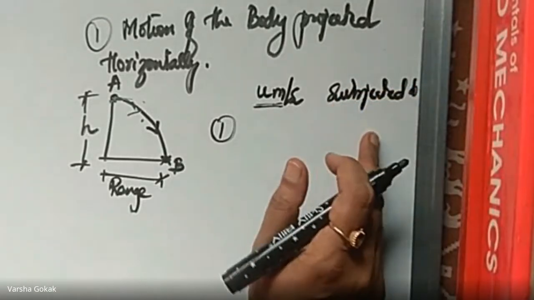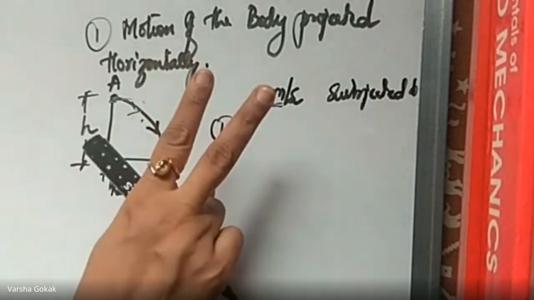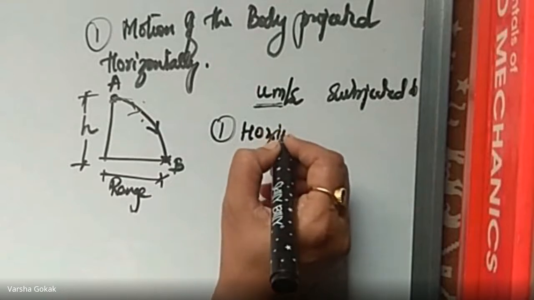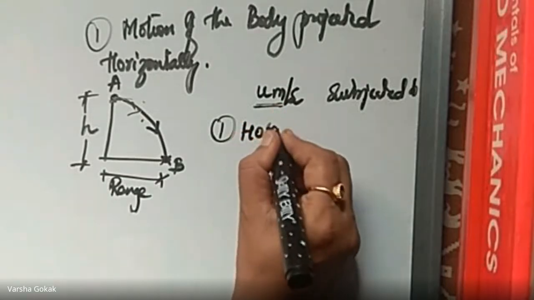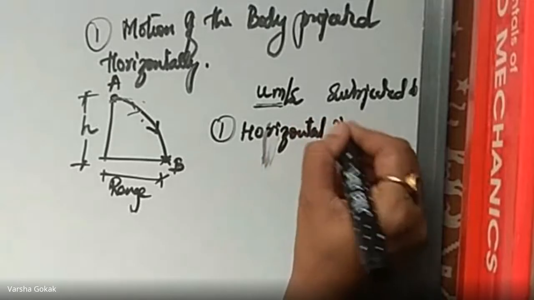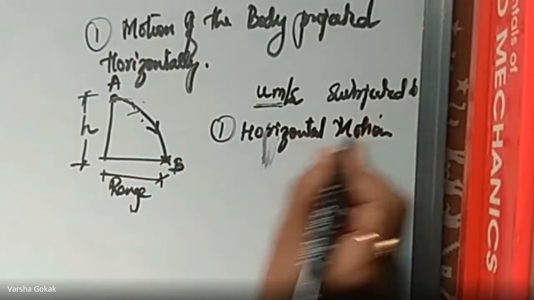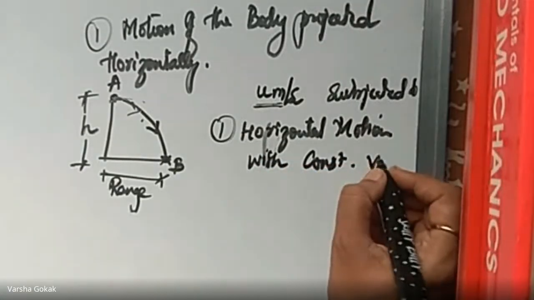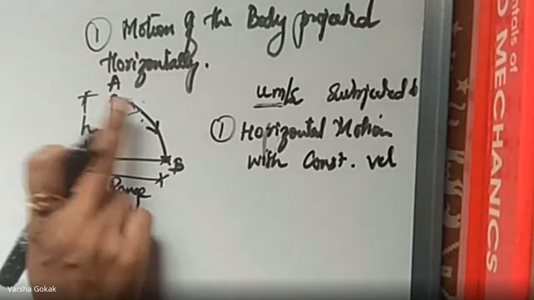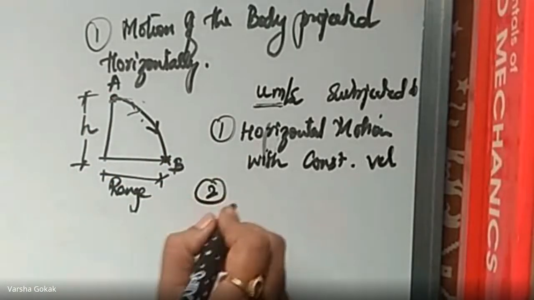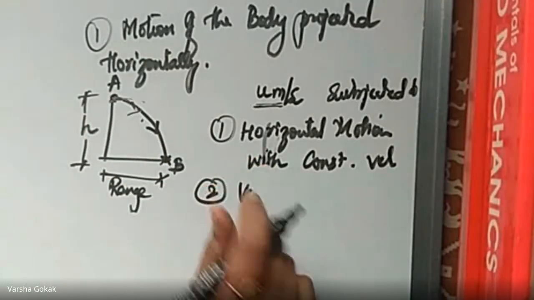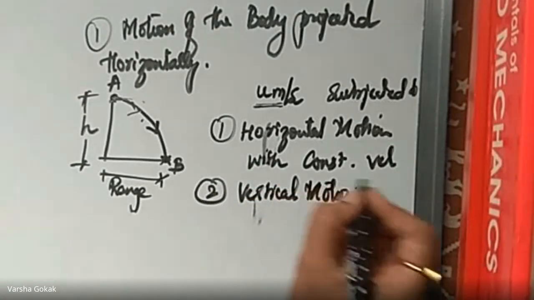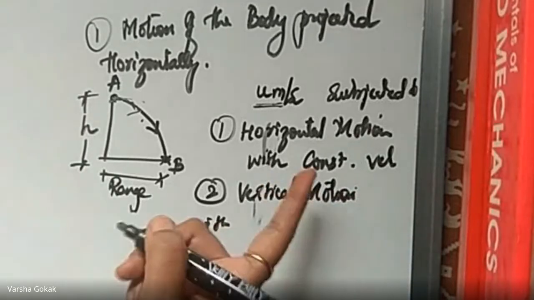It is going to be subjected to two motions, one horizontal and one vertical. We saw that previously also. So first one, horizontal motion with constant velocity. It is subjected to one, that is, horizontal motion with constant velocity. Second, it is subjected to vertical motion with initial velocity as 0.